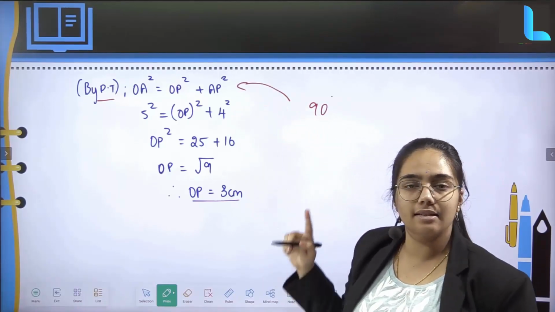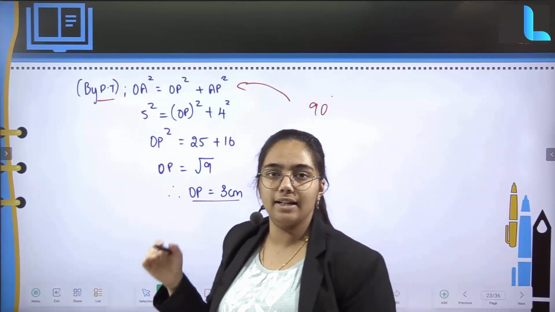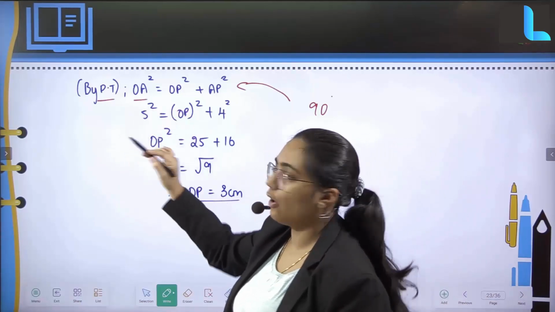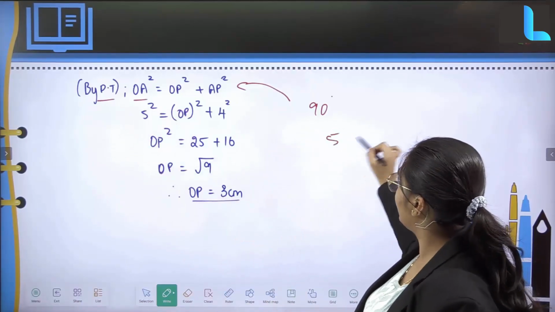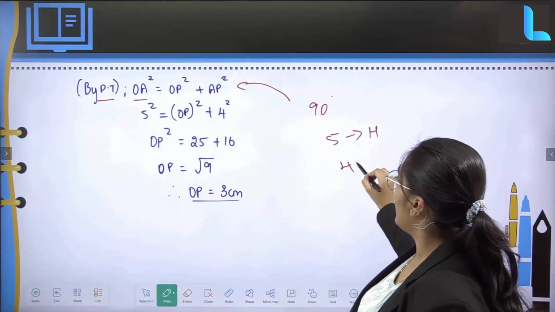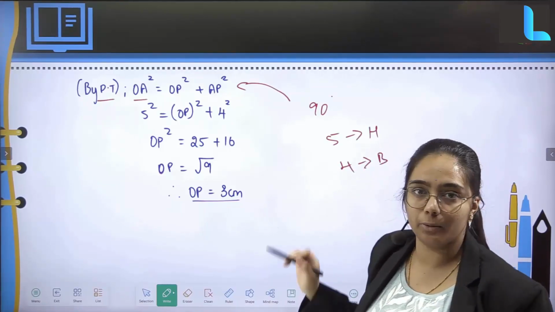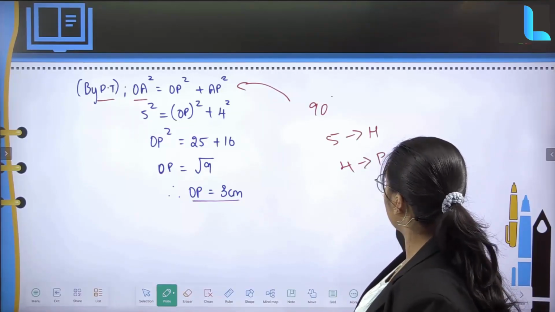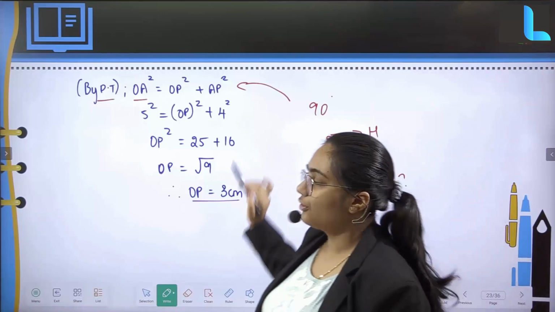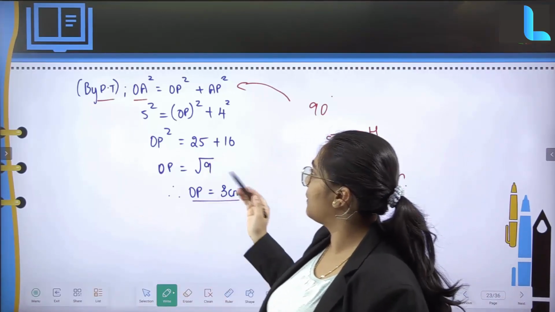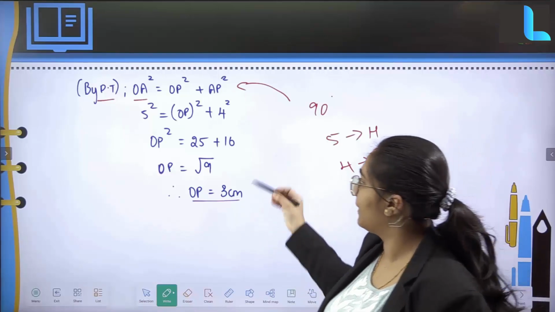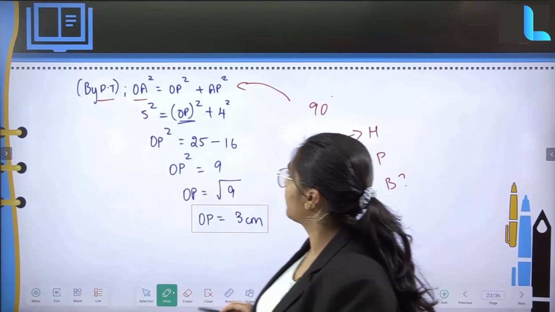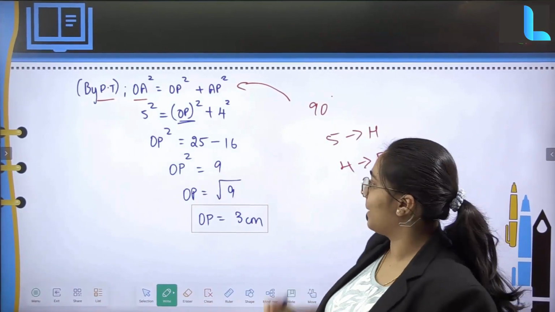Applying Pythagoras theorem, hypotenuse square is equal to the sum of squares of the other two sides. OA I already have, that is 5, which is going to be my hypotenuse, and 4 I have, which we can consider to be a base. The other side OP is what I have to find. So OP square plus 16 is equal to 25. When I rearrange this, OP square is equal to 25 minus 16.